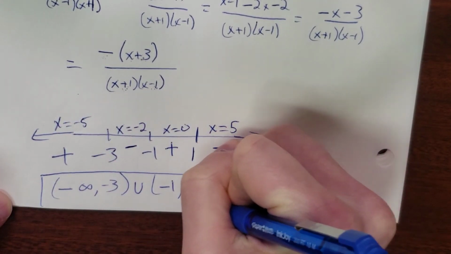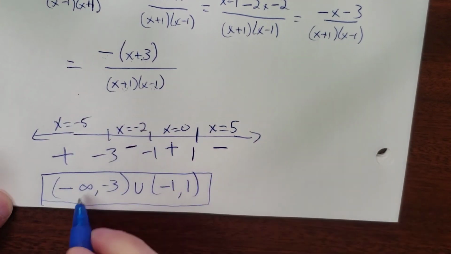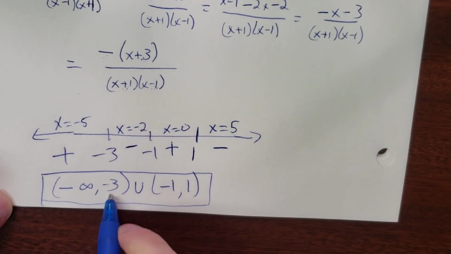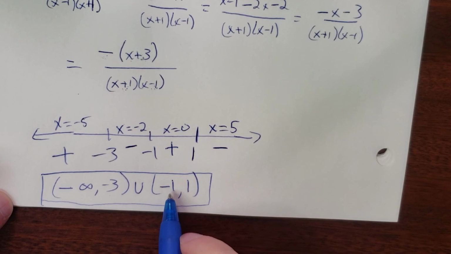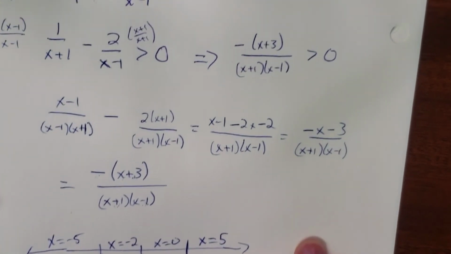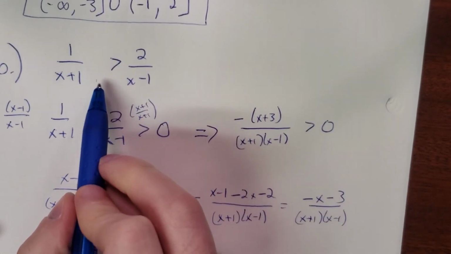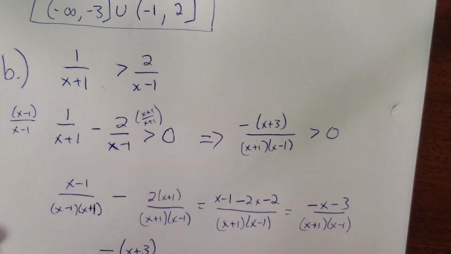And so that is our solution. Every value of x in between negative infinity and negative 3, or between negative 1 and 1, every value of x there will satisfy this original inequality. Okay, and that is it for this section on polynomial and rational inequalities.